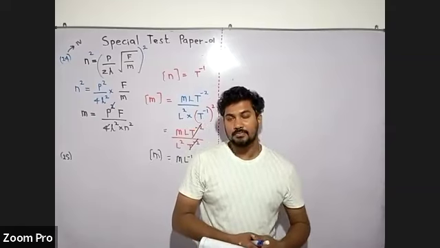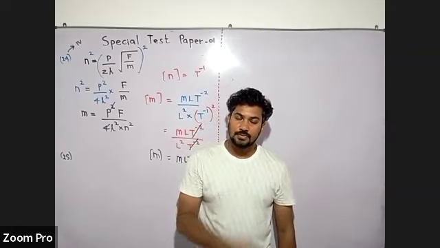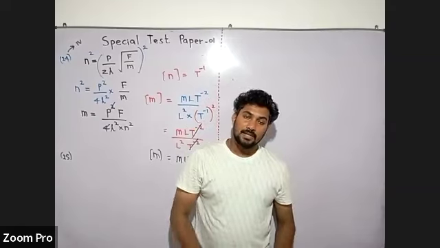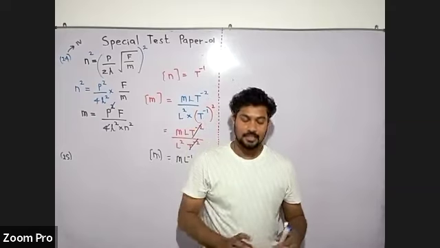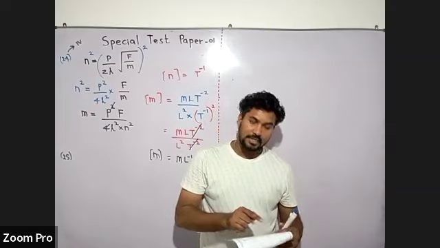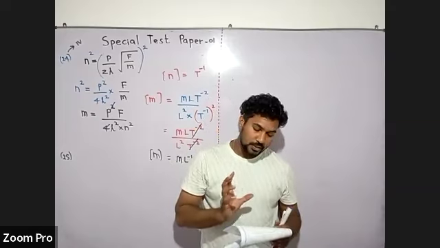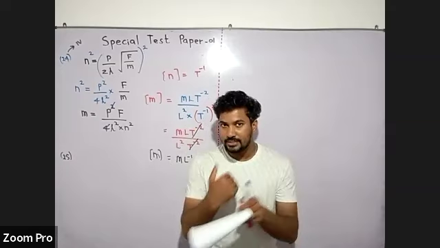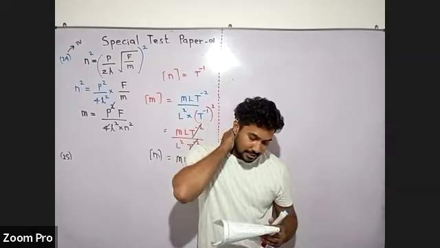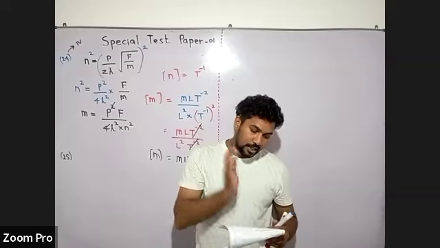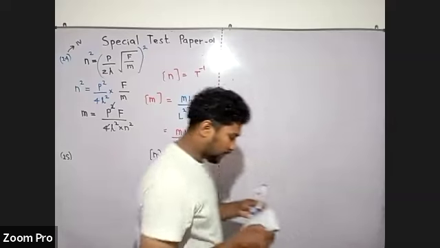Normally we know that there are 7 fundamental units in our physics syllabus. But in this question, they ask us to assume that these are the fundamental units. This is just an assumption. So the only thing you have to do is obtain the dimensions of mass in terms of F, V and E. That's it.